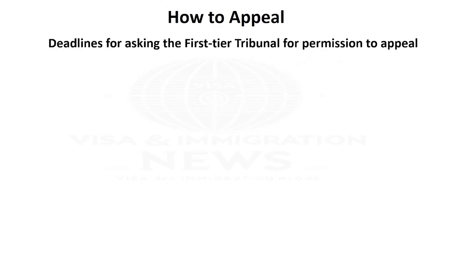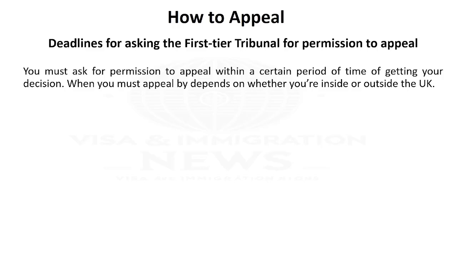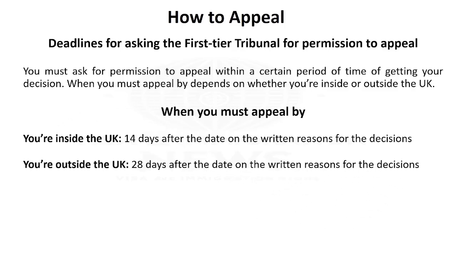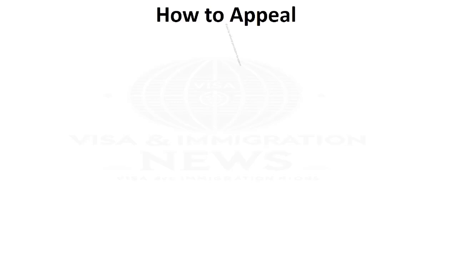Deadlines for asking the First-tier Tribunal for permission to appeal. You must ask for permission to appeal within a certain period of time of getting your decision. When you must appeal by depends on whether you're inside or outside the UK. When you're inside the UK, 14 days after the date on the written reasons for the decision. If you're outside the UK, 28 days after the date on the written reasons for the decision. Fees. There is no fee to appeal to the tribunal.